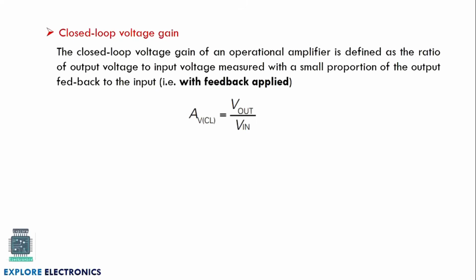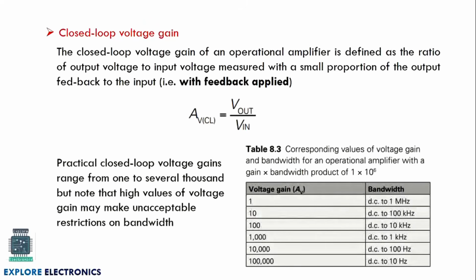So, we will see closed loop voltage gain. Closed loop voltage gain in the sense when the feedback is applied, when there is a feedback signal applied. The closed loop voltage gain of an op-amp is defined as again the ratio of output voltage to the input voltage with a small proportion of the output voltage fed as an input, that is called feedback.